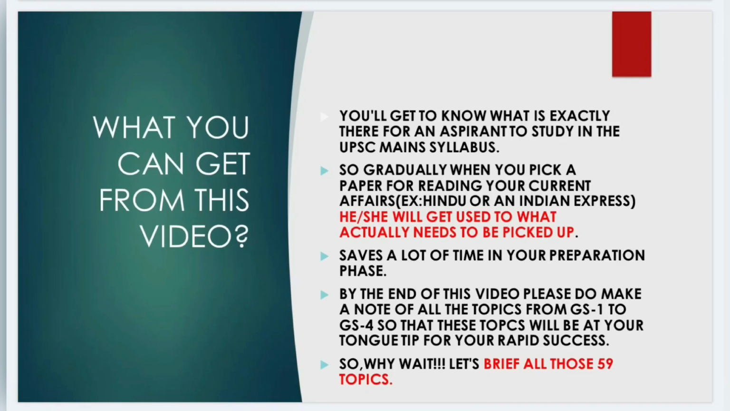So by the end of this video, make a note of all the topics that are there from GS1 to GS4. There are exactly a total of 59 concepts. So let's begin. First things first, Indian heritage and culture, history and geography of the world and society.